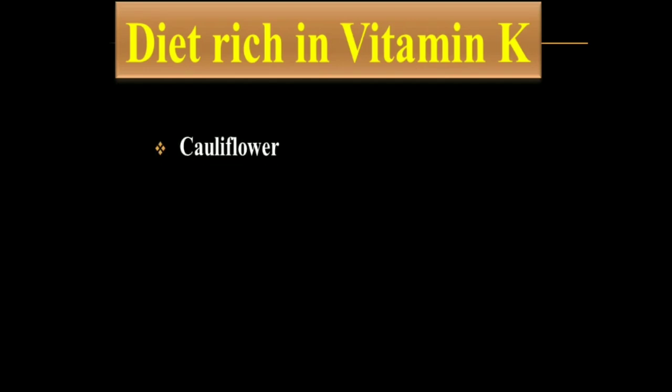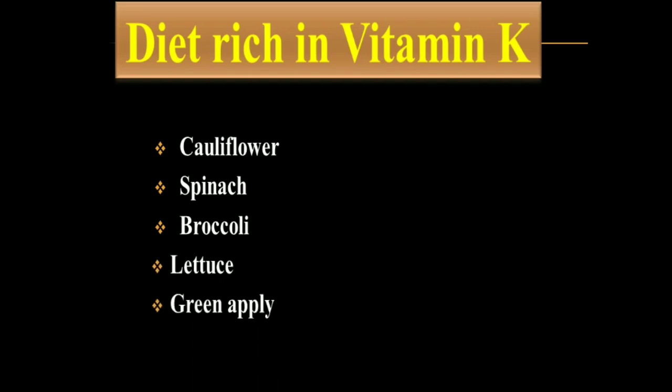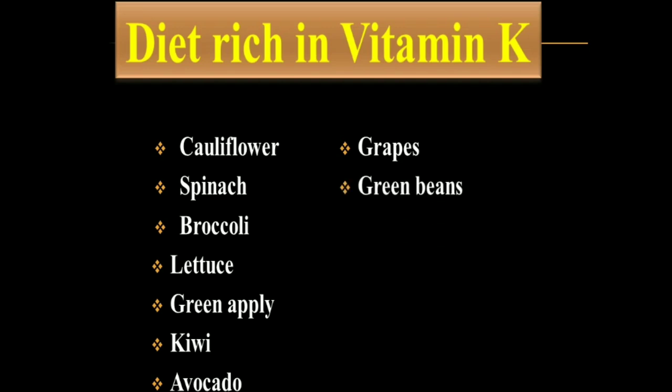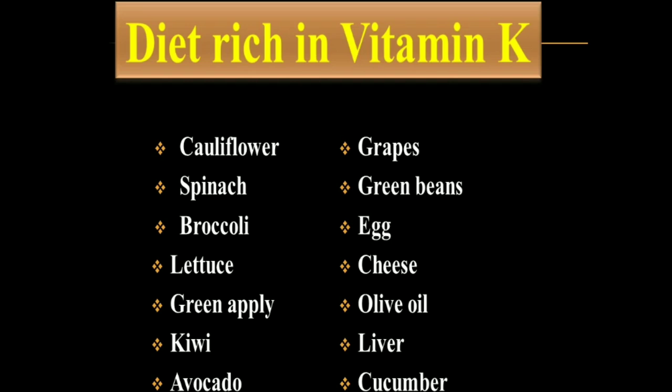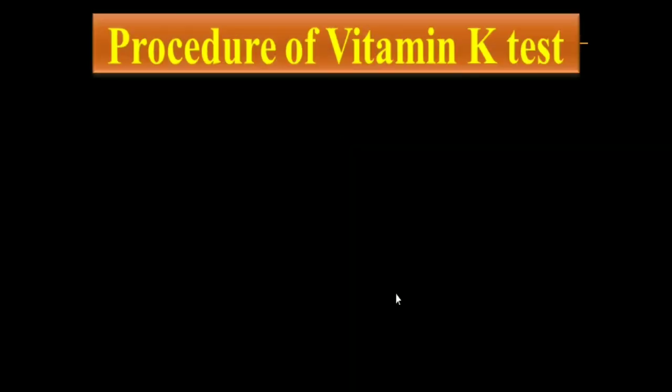Now let's see the diet rich in vitamin K. We have cauliflower, spinach, broccoli, lettuce, green apple, kiwi, avocado, grapes, green beans, egg, cheese, olive oil, liver, and cucumbers. So these are the foods. As you can see, a lot of vegetables contain vitamin K.